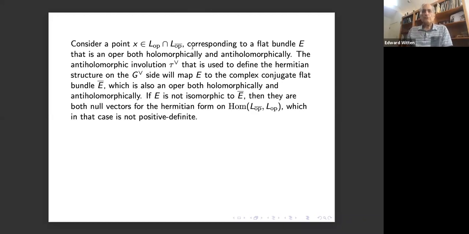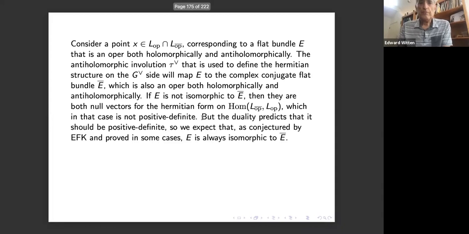If E is not isomorphic to E bar, then they're both null vectors for the Hermitian form on Hom from LO pair bar to LO pair, which in this case is not positive definite. But the duality predicts that it should be positive definite. So we expect that, as was conjectured by EFK and proved in some cases, E is always isomorphic to E bar.